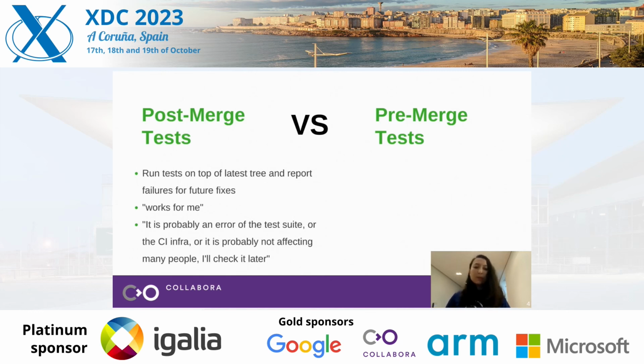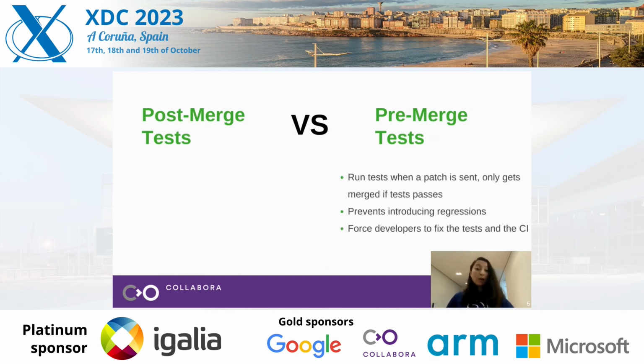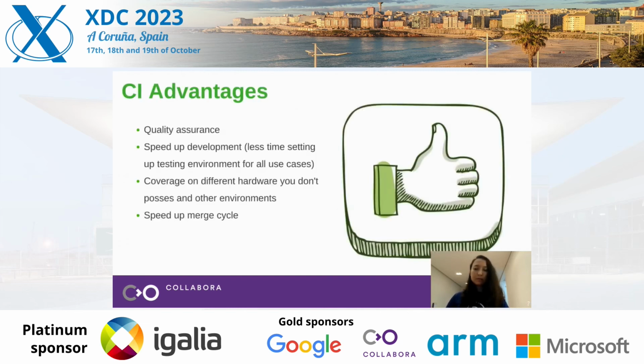And this happens more often than you think, so this starts creating a forever increasing backlog full of unreliable bug reports, and then CI can be easily neglected, and people start ignoring its results because they just don't trust it. On the other hand, we have pre-merge tests. The patch only gets merged once all the tests pass, so it prevents introducing regressions, and it forces developers to fix the tests and the CI because their patch depends on it.